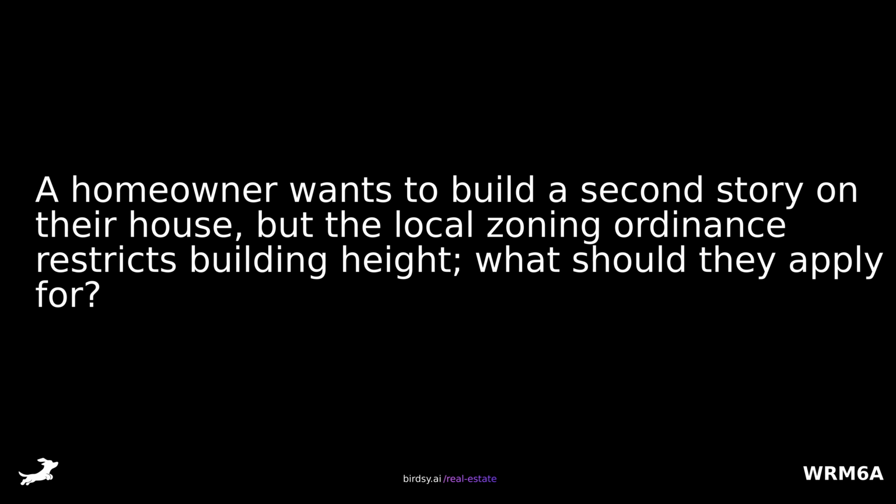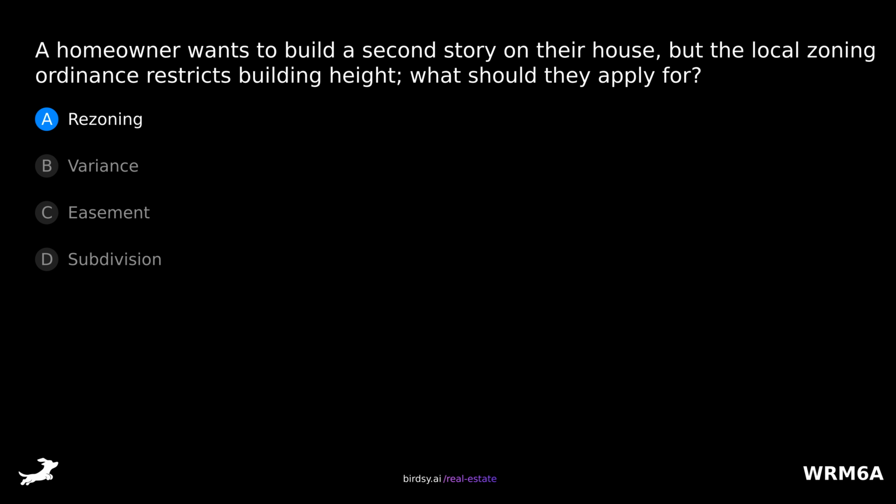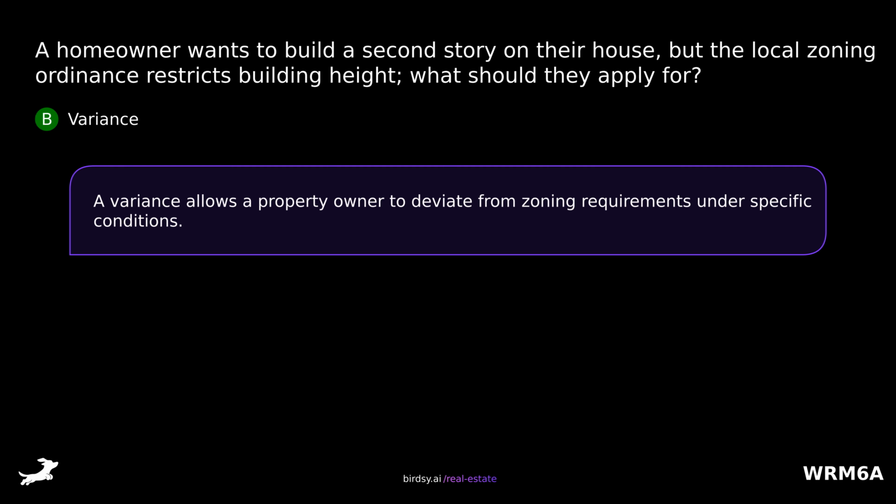A homeowner wants to build a second story on their house, but the local zoning ordinance restricts building height. What should they apply for? Is it A, rezoning, B, variance, C, easement, or D, subdivision? The answer is B, variance. A variance allows a property owner to deviate from zoning requirements under specific conditions.